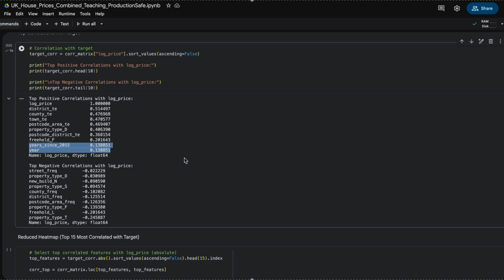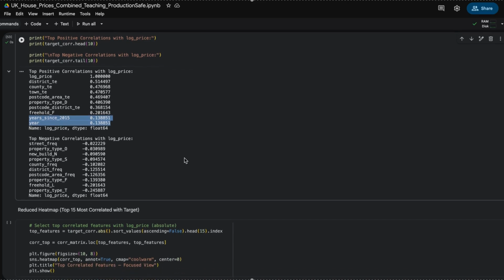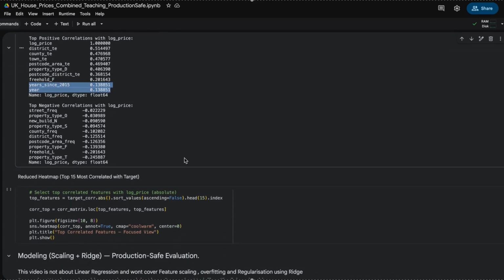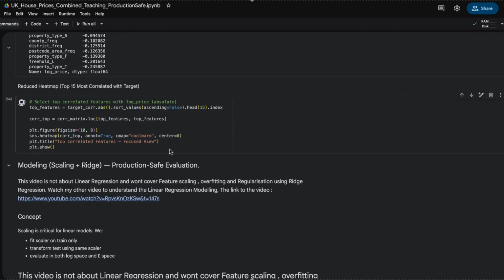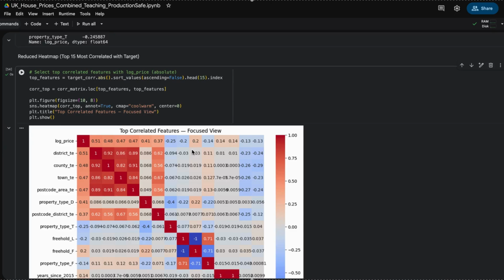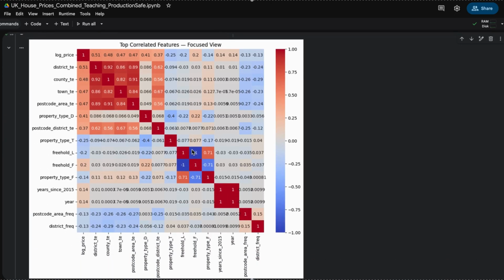Ridge regression penalizes large coefficients. When features are correlated, ordinary linear regression can produce unstable estimates. Ridge distributes weight more smoothly across correlated features. If we were using a tree-based model, multicollinearity would matter less. But for linear models, it is crucial.